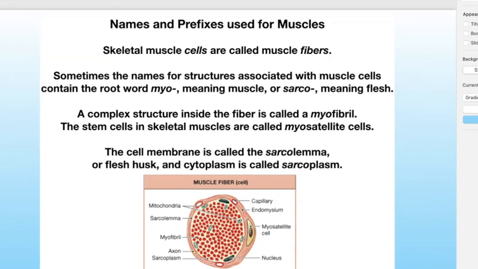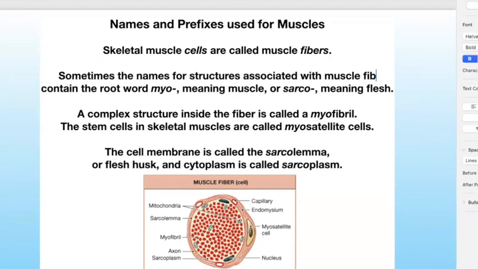I will try to consistently call muscle cells fibers so that you get used to it and not sometimes call them muscle cells, but I'm sure I will. But in any case, try to remember that because it will really make your life in this lecture and in the next 3 lectures easier.